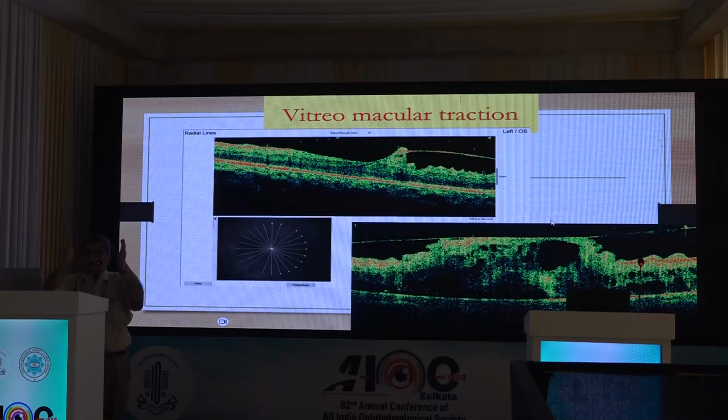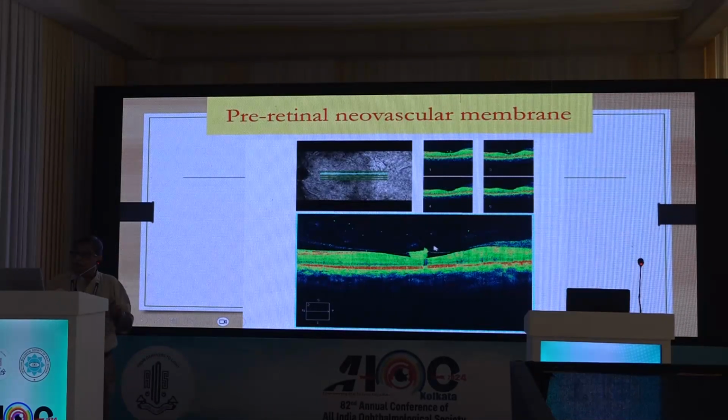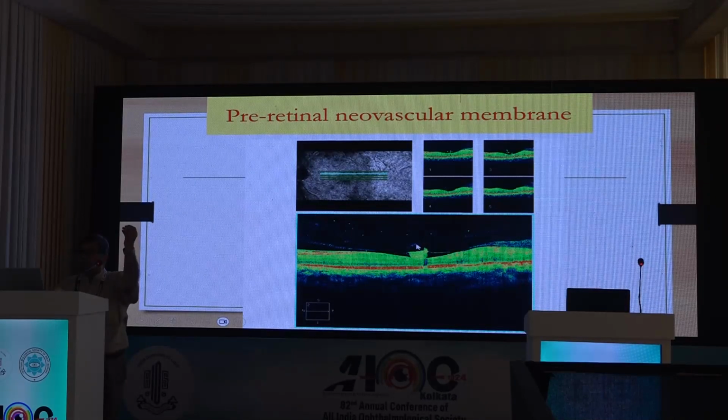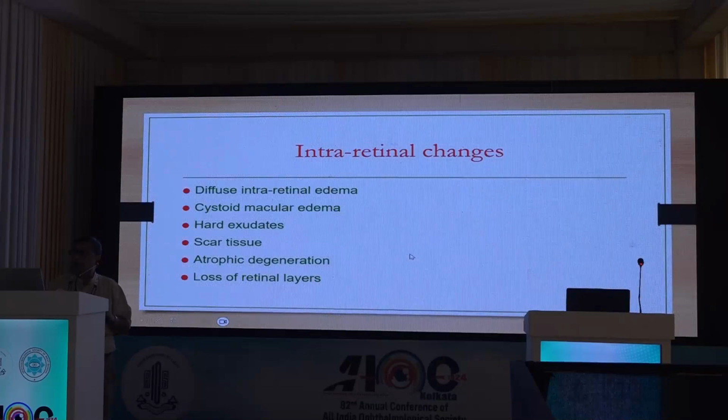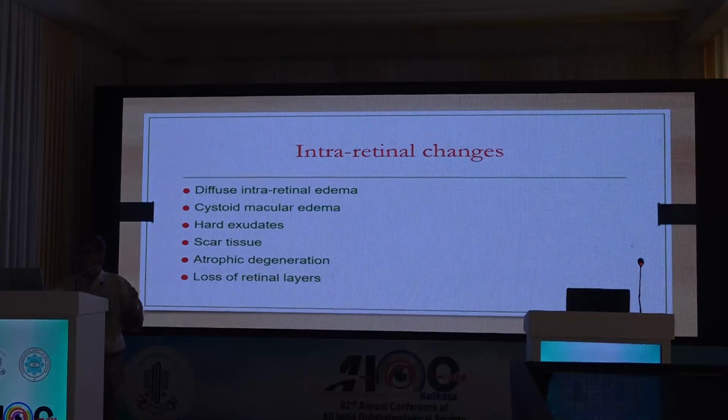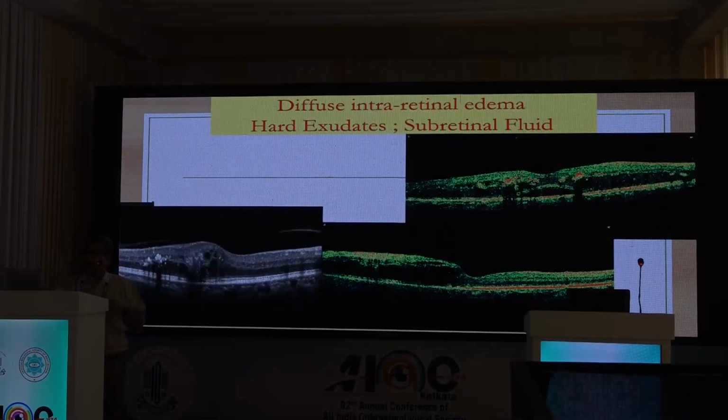And that traction can be broad-based or narrow. Both can be picked up. Here you see a small preretinal neovascular membrane. You have to correlate it clinically, but you can see there's a preretinal neovascular membrane. Intraretinal changes could include edema, hard exudate, scar, atrophic degeneration, like you see here.